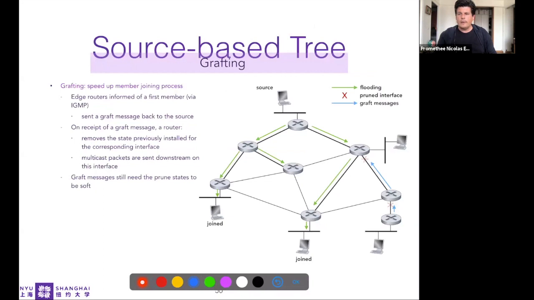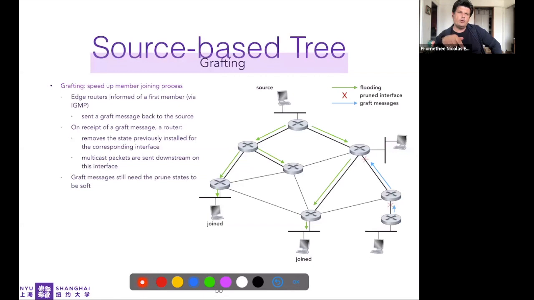So my question is the following. We will see by the end of this lecture that those approaches we're talking about, now we talked about the source-based, right? We call it source-based because the tree depends on the root of the tree, which is the source, which means that if at some point I have a different source, I need to build a different tree. So the state that I have depends on who is the source and the multicast group.